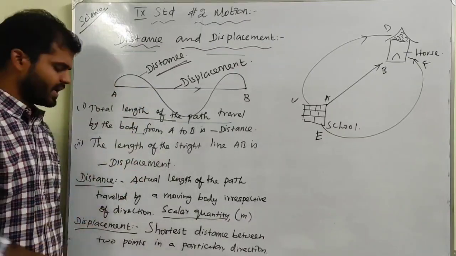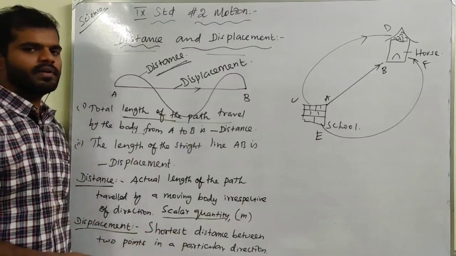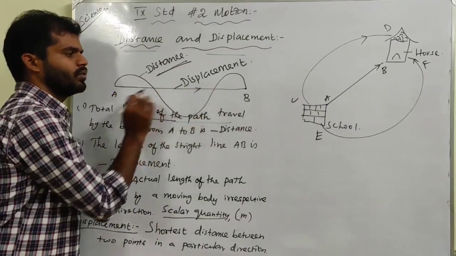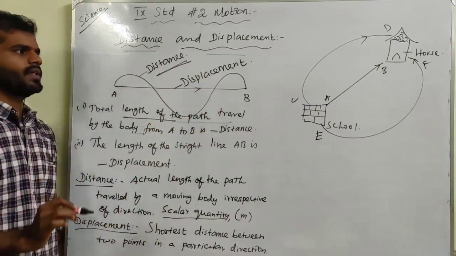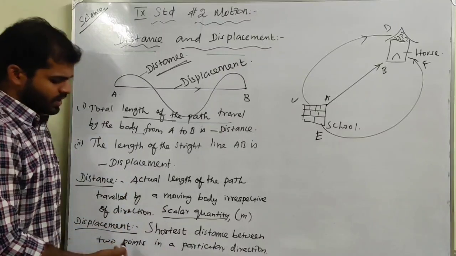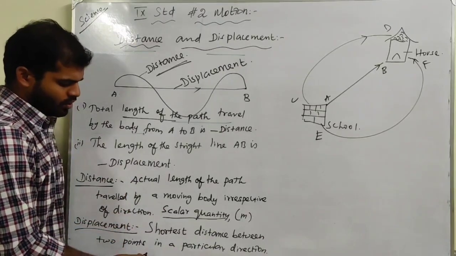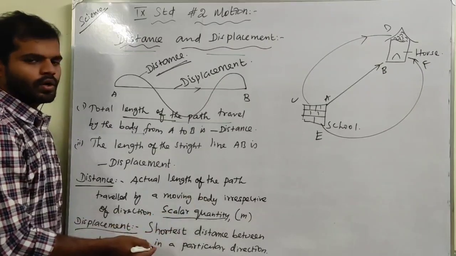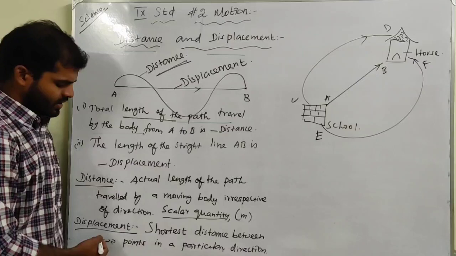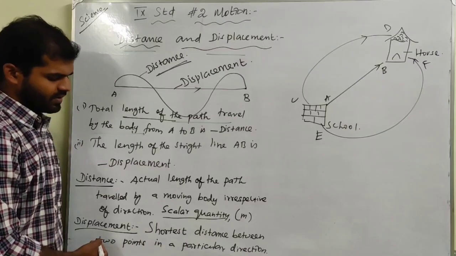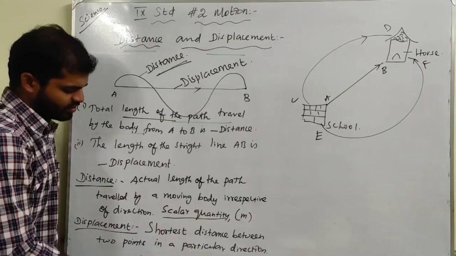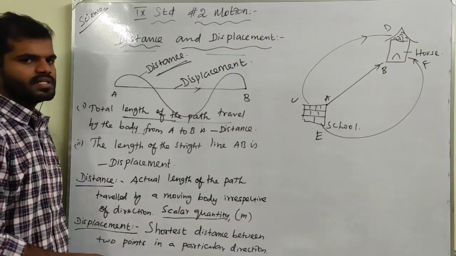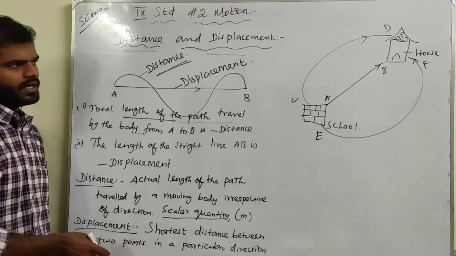Displacement is very simple. I can say it is the shortest distance between 2 points in a particular direction. So the shortest distance between 2 points in a particular direction is called displacement. That's the difference between these two. Displacement will show both direction and the values, so 10 meter, 20 meter, right? So displacement will show the direction. So this is called a vector quantity and the SI unit of displacement is meter. So distance and displacement.